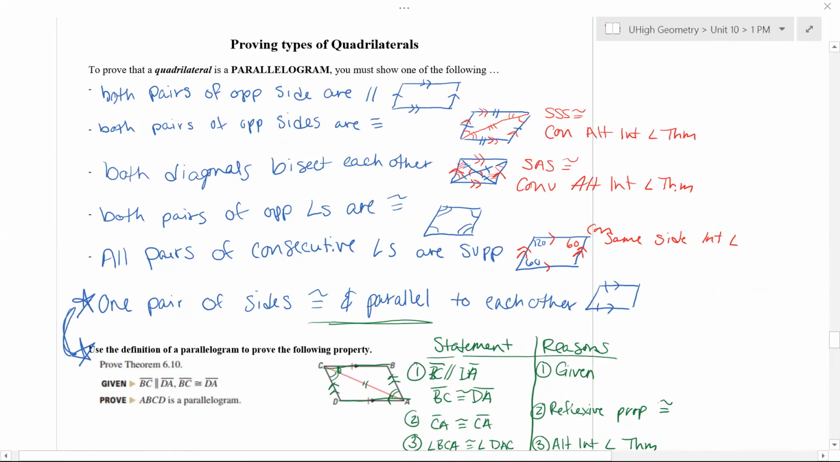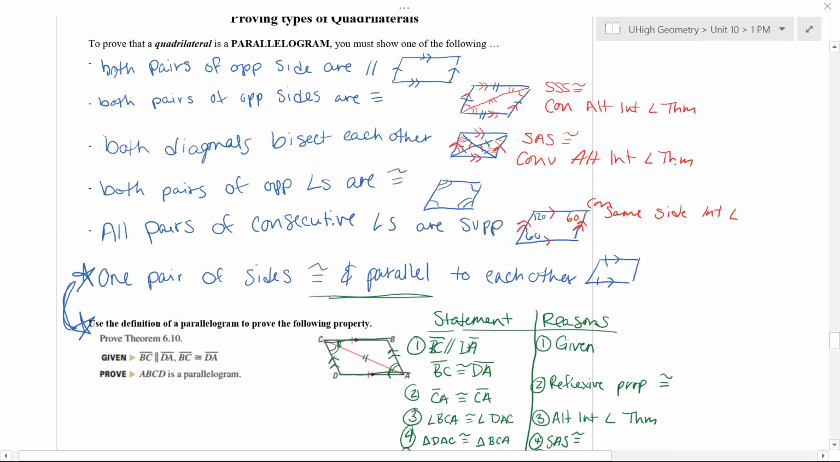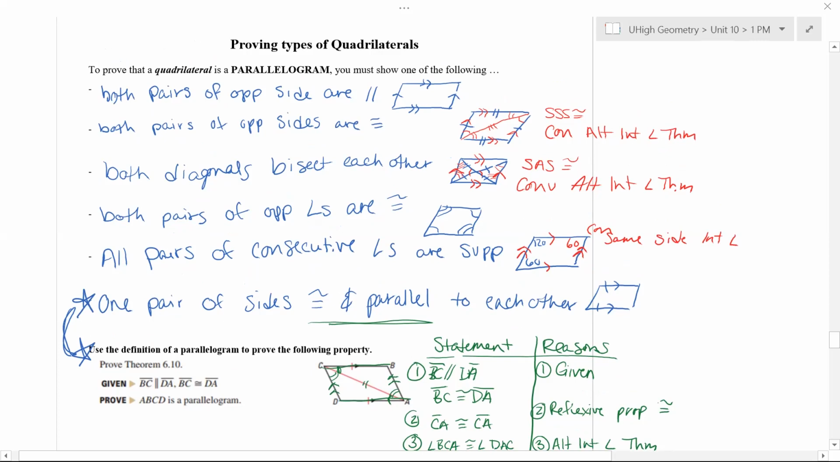Second one, if both pairs of opposite sides are congruent, then we have a parallelogram. Third one, both diagonals bisect each other. If both pairs of opposite angles are congruent. If all pairs of consecutive angles are supplementary. And our 6th way that we did a nice proof on yesterday, if one pair of the sides are congruent and parallel to each other. Just take a look at those when you read through them again, but those are the 6 ways that we can prove that a quadrilateral is a parallelogram.